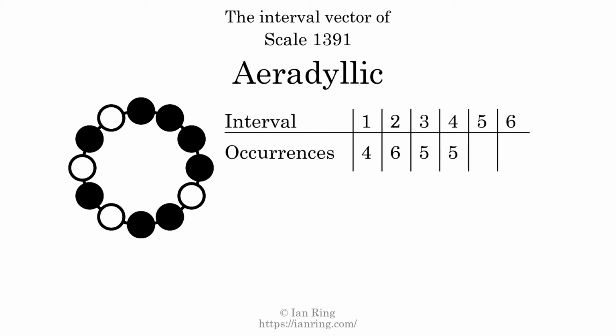There are 5 intervals with a size of 4 semitones. They are here, here, here, here, and here. There are 6 intervals with a size of 5 semitones. They are here, here, here, here, here, and here. There are 2 intervals with a size of 6 semitones. They are here, and here. Each interval does not appear in this scale a unique number of times, so this is not a deep scale.